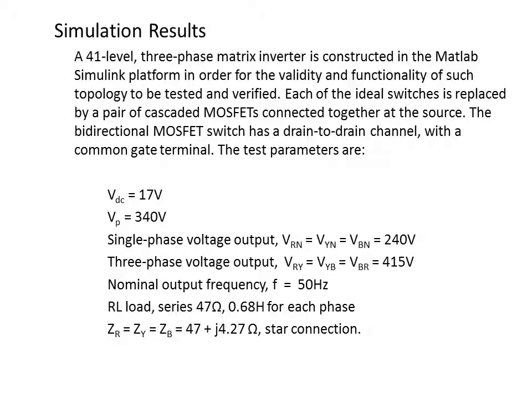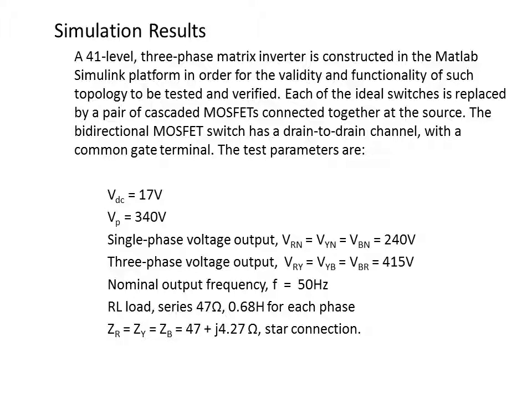To validate the topology, a 41-level 3-phase matrix inverter is constructed in the Matlab Simulink platform in order for the validity and functionality of such topology to be tested and verified. Each of the ideal switches is replaced by a pair of cascaded MOSFETs connected together at the source. The bidirectional MOSFET switch has a drain-to-drain channel with a common gate terminal.